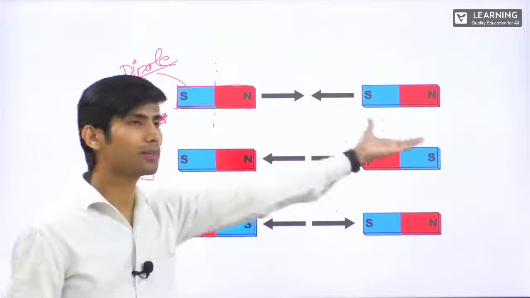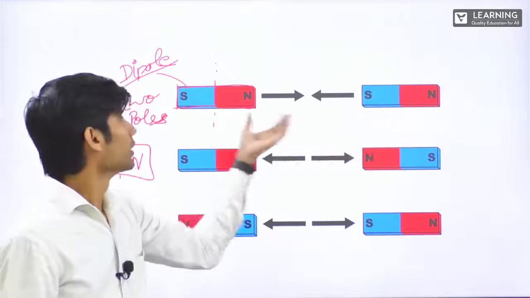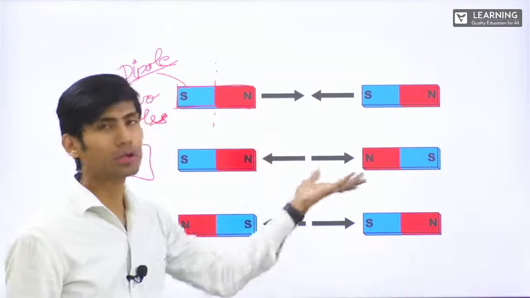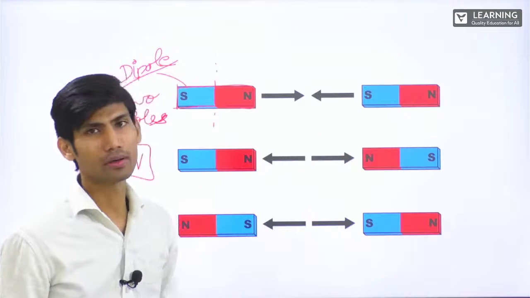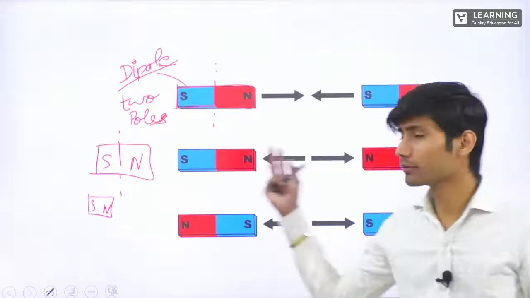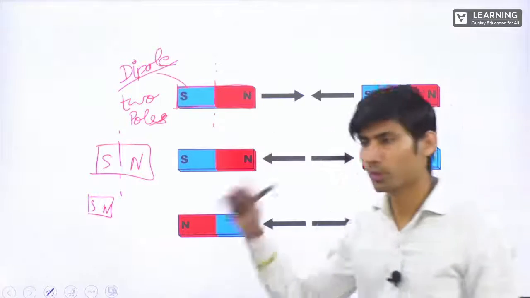Now, if you keep another magnet in front of it, if the north pole is in front of the south pole, then they will attract. If north and north, they will repel. If south and south, they will repel. Like poles repel each other, unlike poles attract each other. Okay, very basic things which you already know.